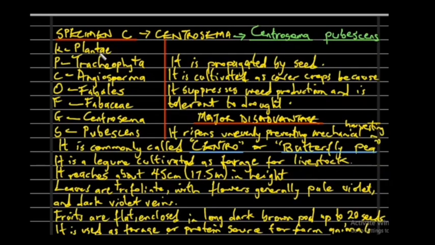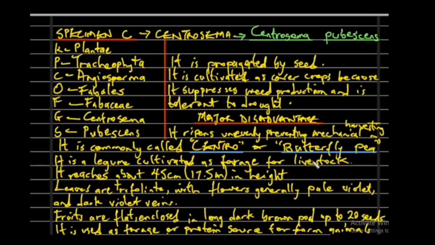Classifying this specimen, it belongs to kingdom Plantae. It is a tracheophyte, so we say it belongs to the phylum of the tracheophytes. We have it to be angiosperm as well. It is Fabales in order, and for the family it is Fabaceae. The genus is Centrosema, and the species is called pubescens. And that is why the scientific name is Centrosema pubescens. This particular plant is commonly called centro or butterfly pea.